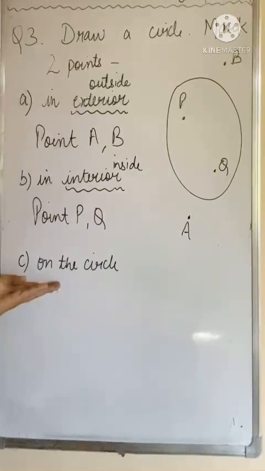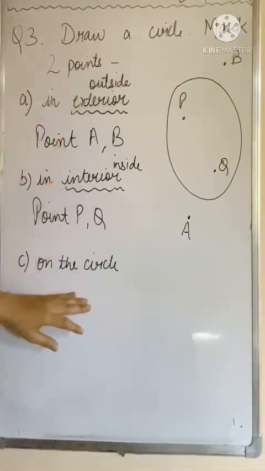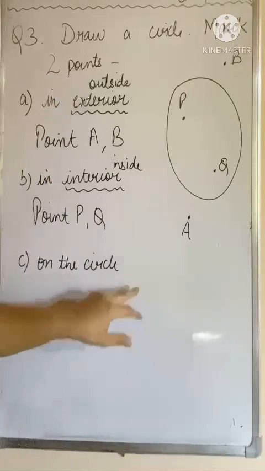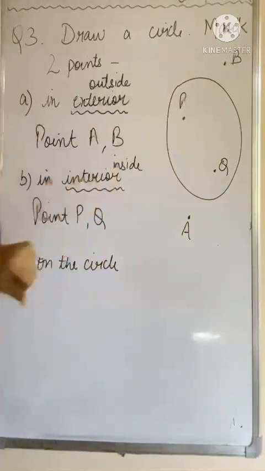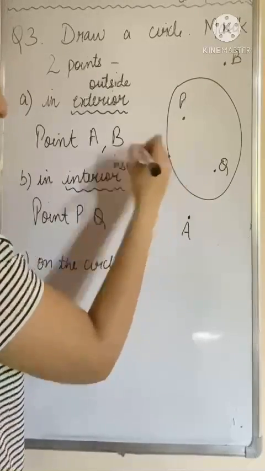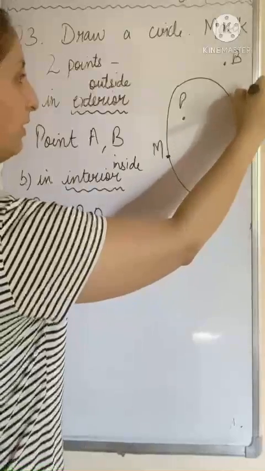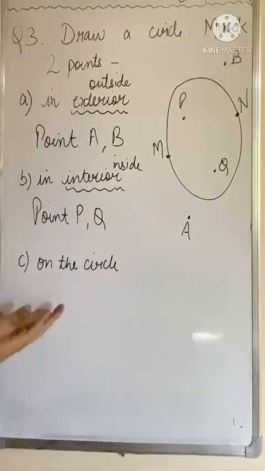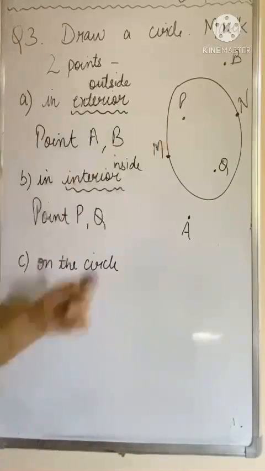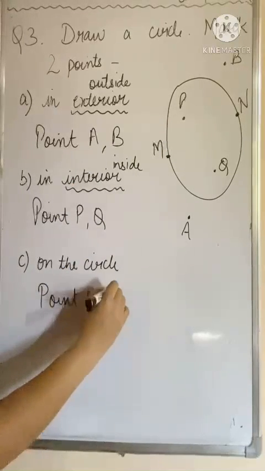The next part is on the circle. Now I need to mark 2 points which are on the circle. On the circle means on the boundary of the circle. So let's say I have taken one point here, mark this point as M, and I have taken one point over here, mark this point as N. So which points are on the circle? The answer will be point M and point N.